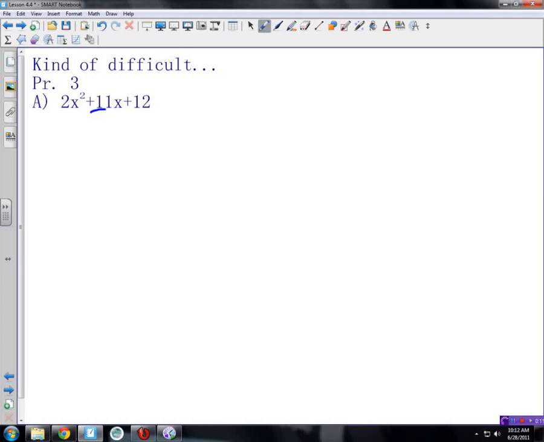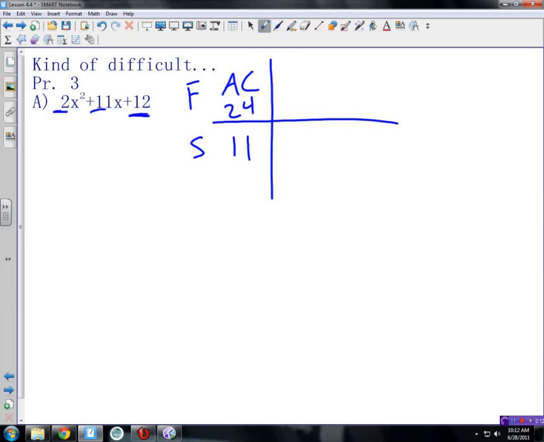This is very similar to factor sum, except instead of using 12, we're using 24. Now for the sum, it needs to add to 11. So we need to come up with 2 numbers that multiply to get 24 and add to get 11. So let's start with 1 and 24. 1 times 24 is 24. 1 plus 24 is 25. We need 11. We can do 2 and 12, but let's skip ahead to 3 and 8. 3 times 8 is 24. 3 plus 8 is 11. There we go. We got it.